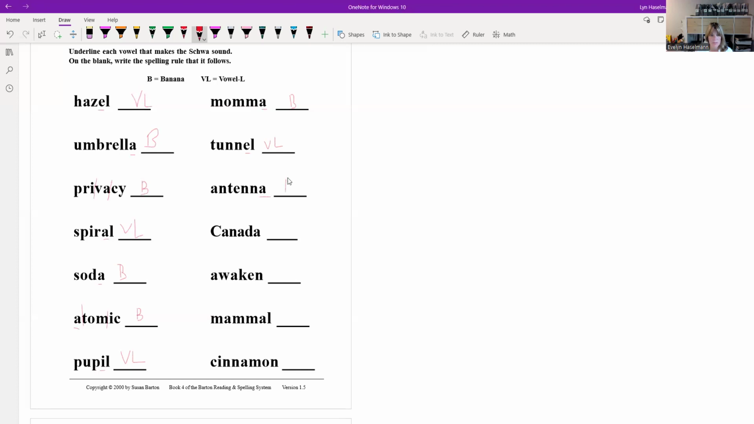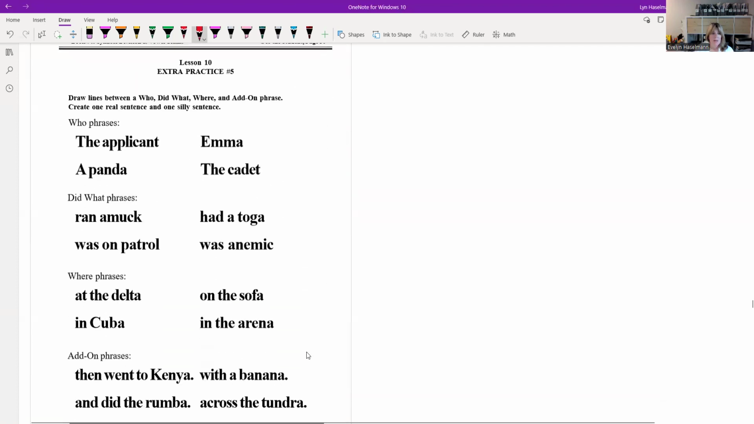Antenna, banana. Now Canada's going to have 2. Get 2 in there. Awaken, banana. Mammal is a vowel L. And cinnamon. This is a schwa right here, so this is another banana. And then the last one is draw lines between who, did what, where, add-on phrase, create a real sentence and a silly sentence. So they should be creating 2 sentences here.